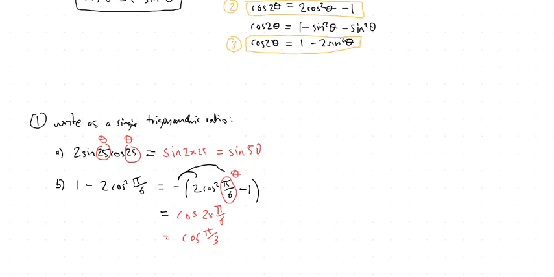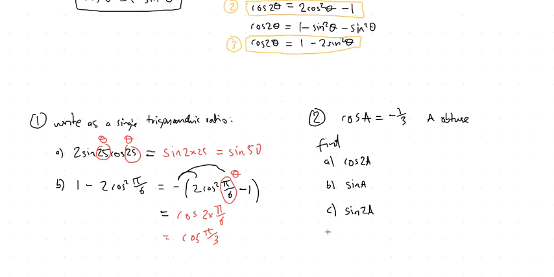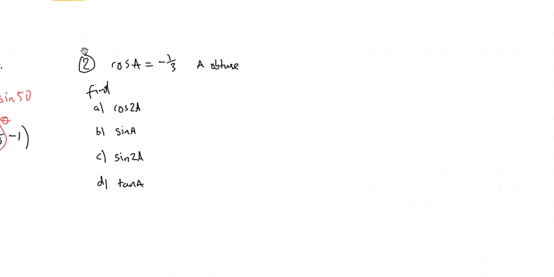So we can do another example, a different type of example, and we will say if cos A is minus 1/3 and A is obtuse, find cos 2A, sine A, sine 2A, and tan A. So we can actually find all of these things. So how do we do it?